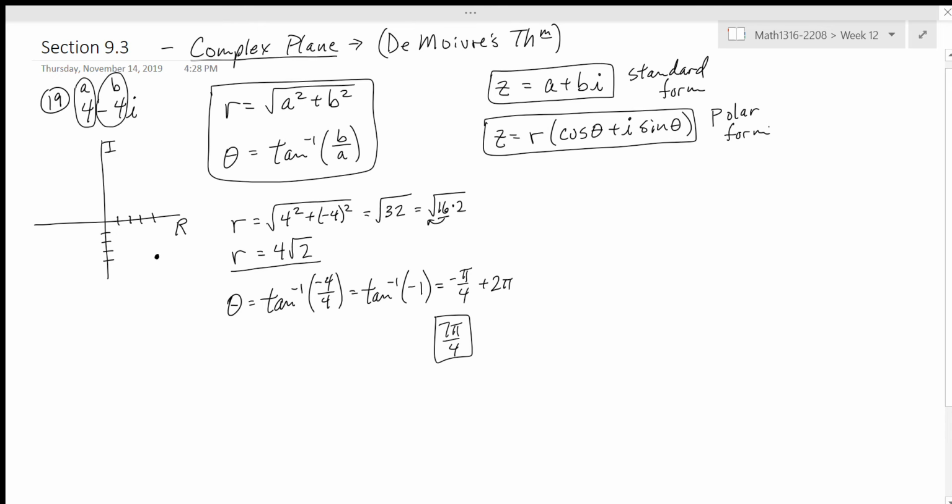So, we started with a complex number in standard form, correct? We plotted it, and then it said convert this into polar form. But do you see, in order to write polar form, I have to know r and theta. And that's why we did this calculation here. All right, so now we can say that the answer is 4 square root of 2, parenthesis, cosine of 7 pi over 4 plus I sine of 7 pi over 4.